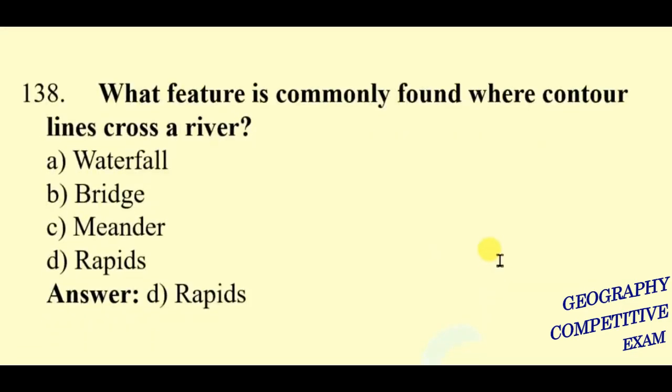Question 138. What feature is commonly found where contour lines cross a river? Waterfall, bridge, meander, rapids. Here the right answer will be rapids.